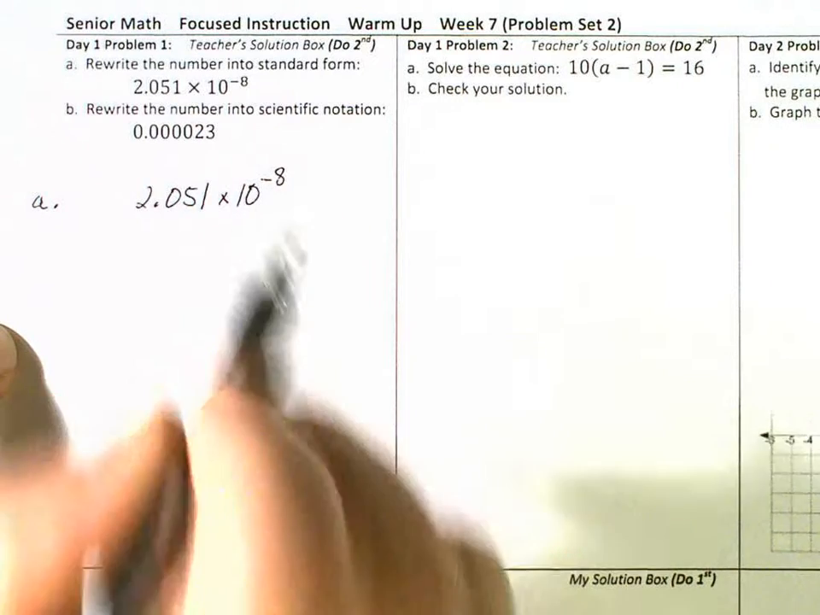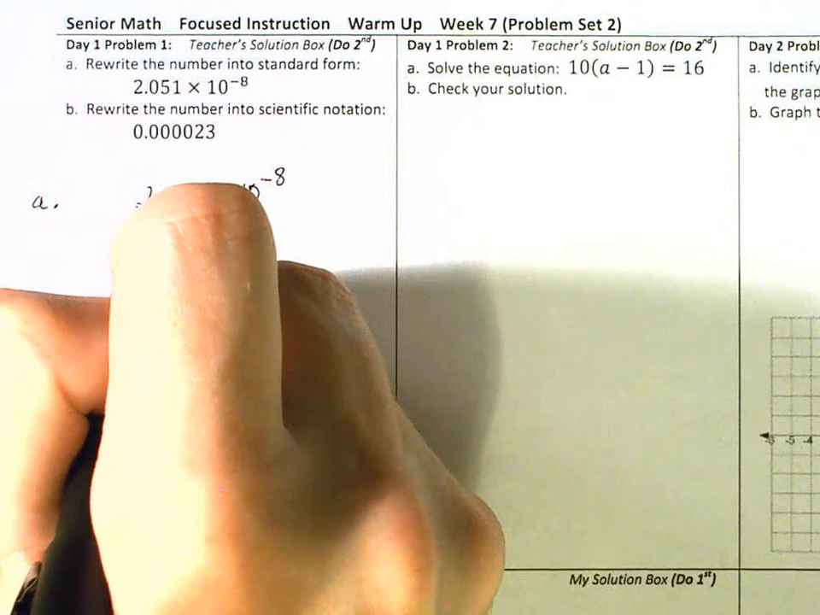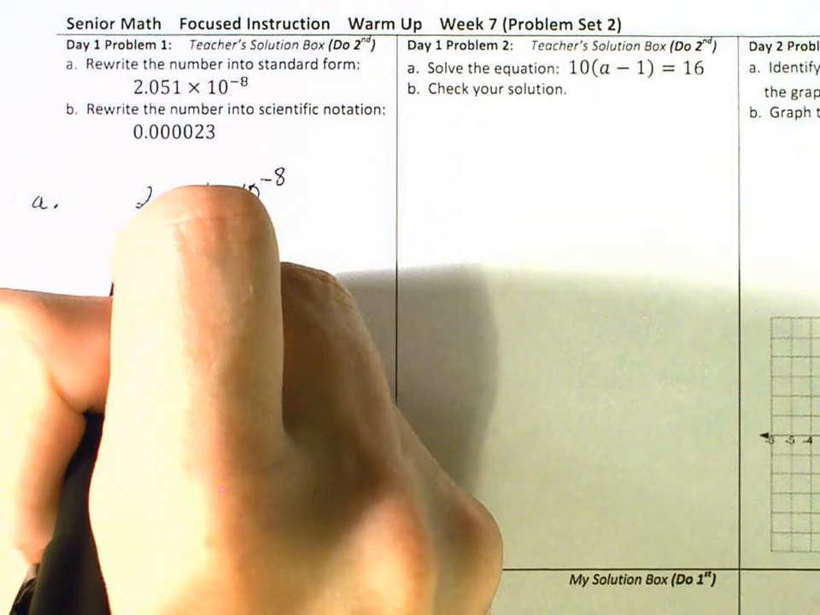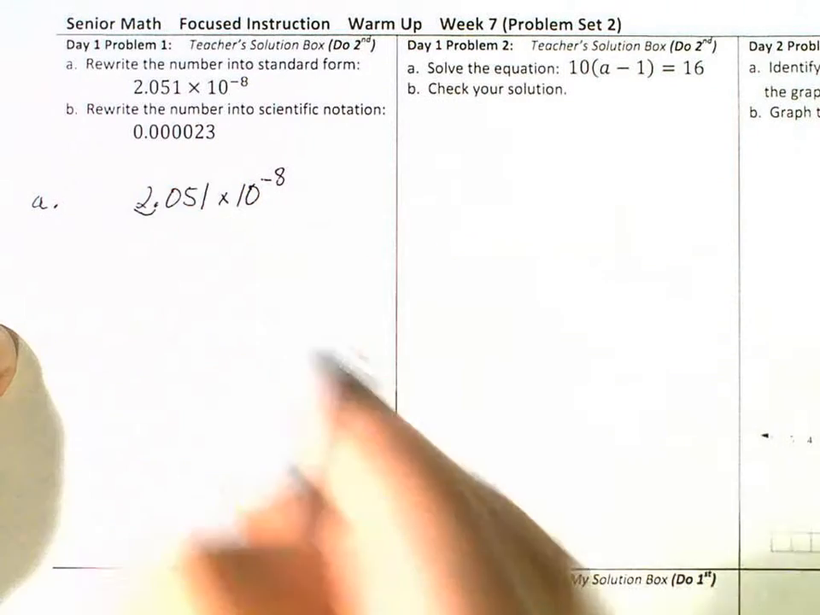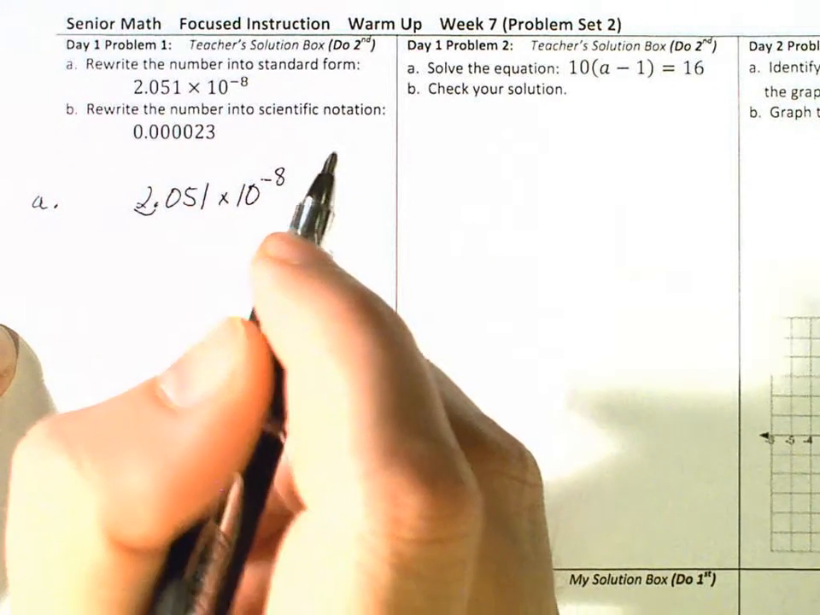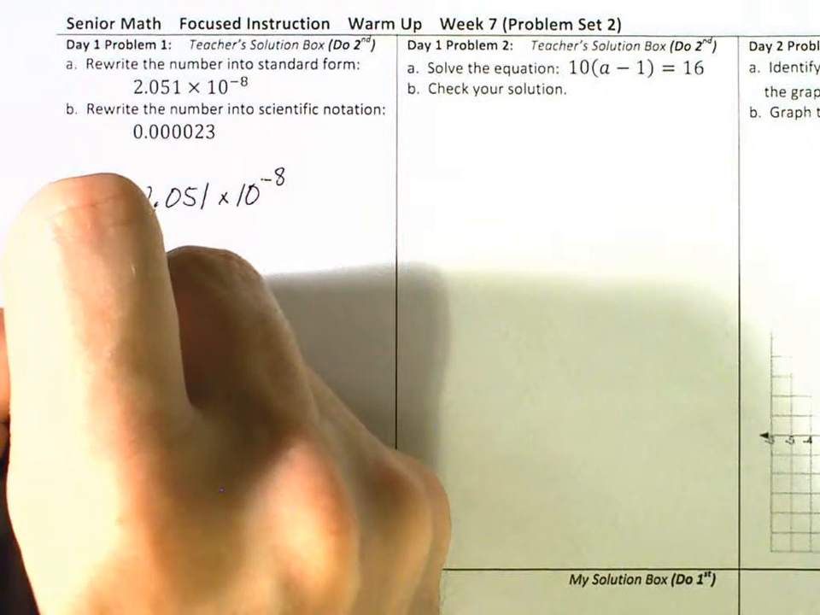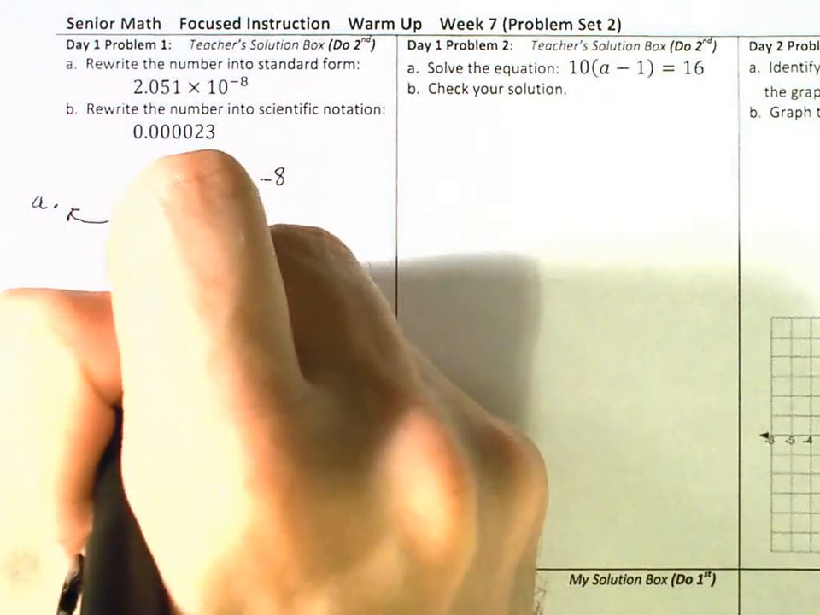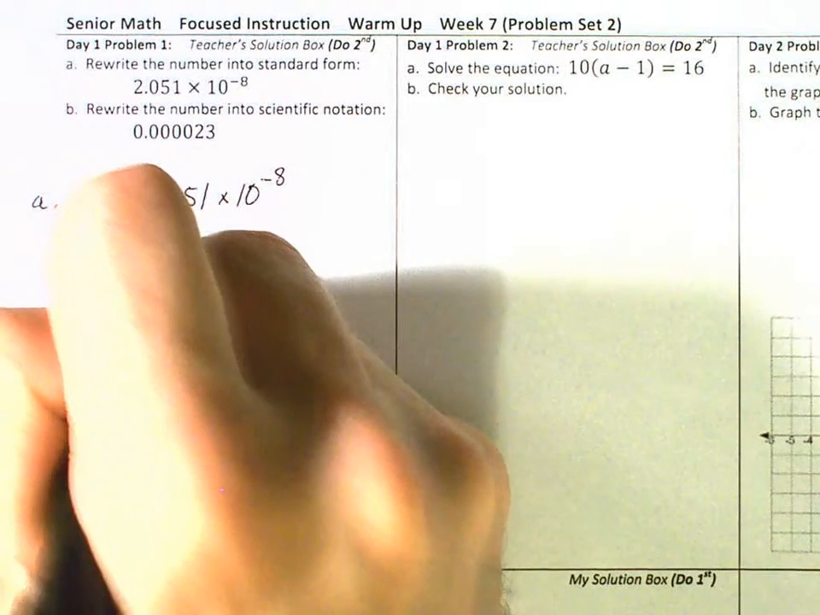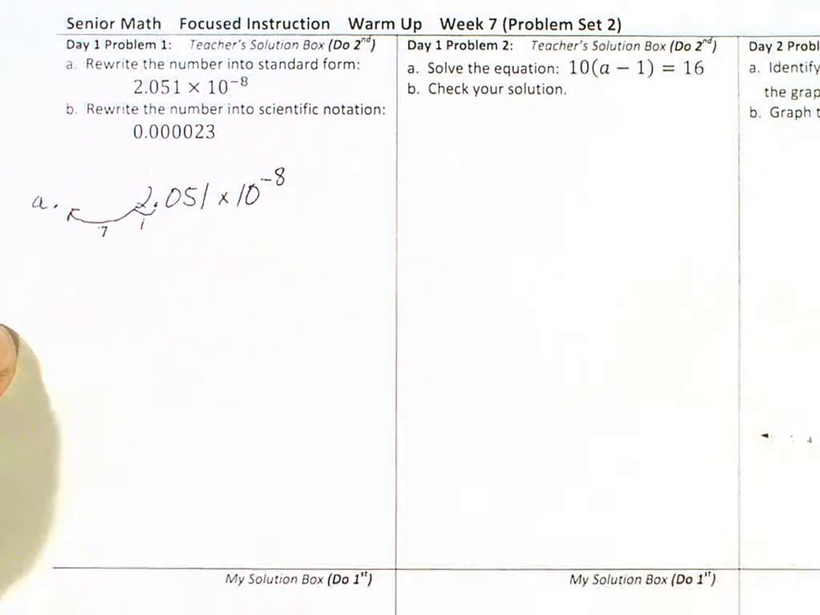A -8 power means to move this decimal point 8 spots to the left. 1 spot gets us in front of the 2, and then we need an additional 7 spots. So that's 1 spot here, and then 7 spots all filled in with placeholder zeros.